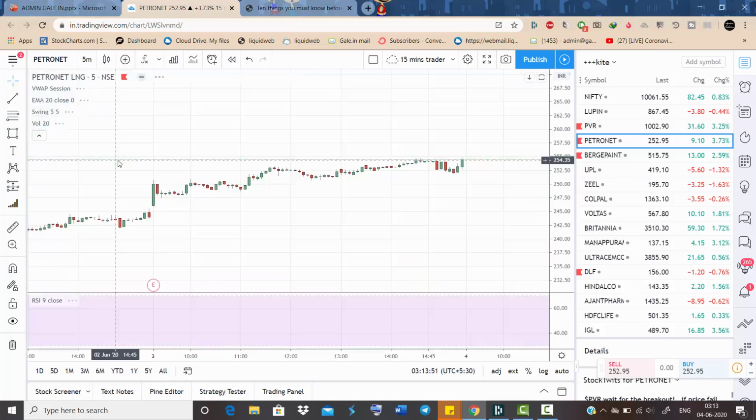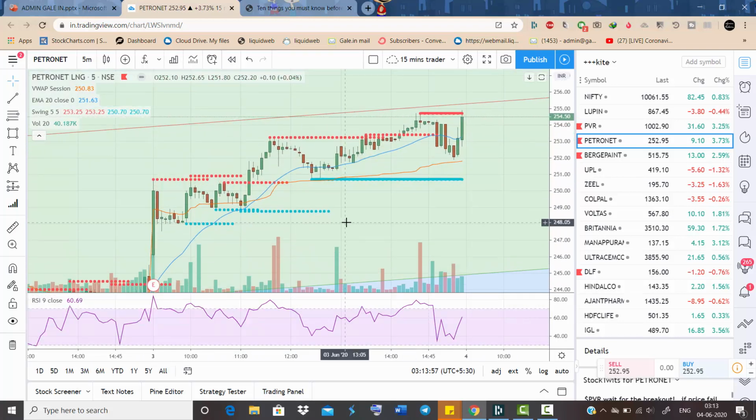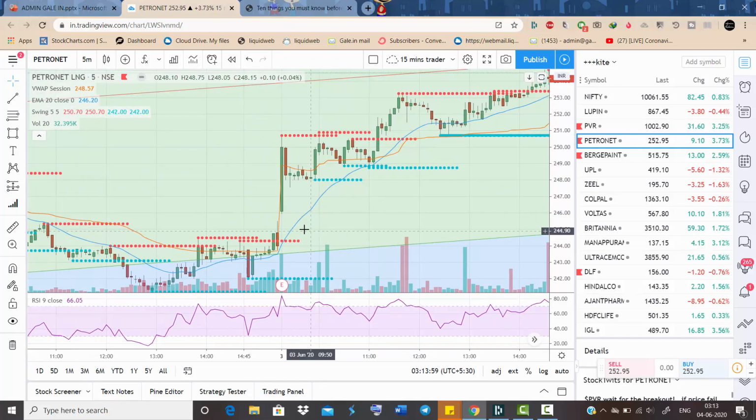We'll switch to the 5 minutes chart. So you can see the stock gaps up at 246 and goes to 250.7. So you can see the stock moves from point A to B, consolidates to C. Then we wait for a good candle with good volumes. You can see this is that candle.